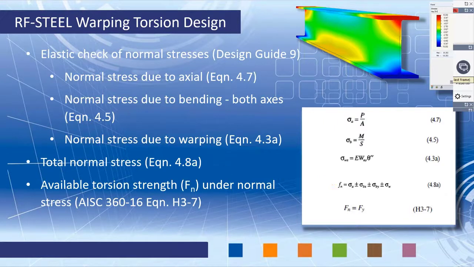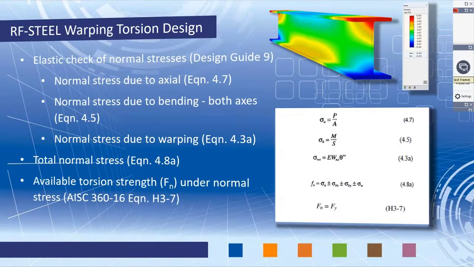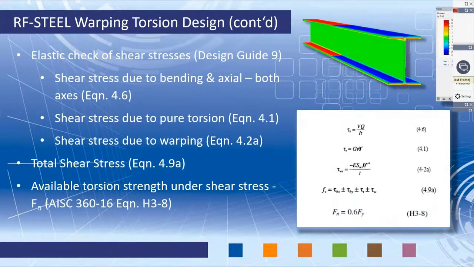Well, once we've done this, we obviously need our available torsional strength. So this does come from the AISC equation H3-7. And for normal stress, the available torsional strength is just purely the yield strength. So once we have this information here, we compare it to the total normal stress, we divide them, and we get our design ratio.